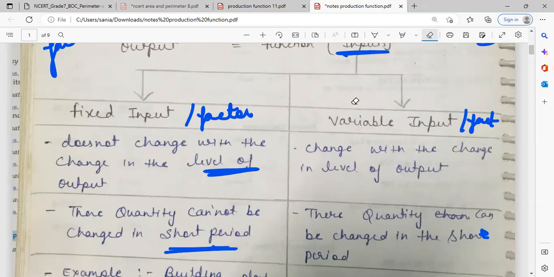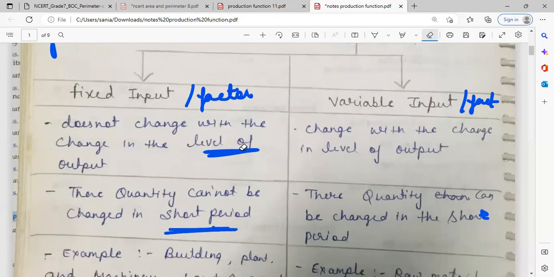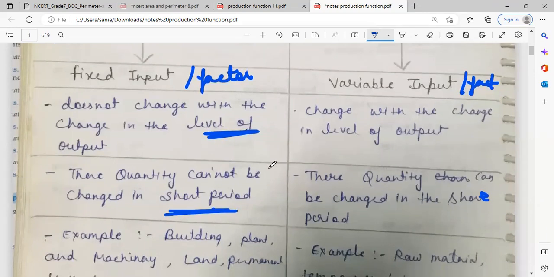Ma'am, could you explain the difference between the short run and long run? Yeah, that we will be doing, don't worry. But right now, only just understand the short run. We have the next topic for that: very short, short and long run. Don't worry about that. After this, we'll be discussing that only.